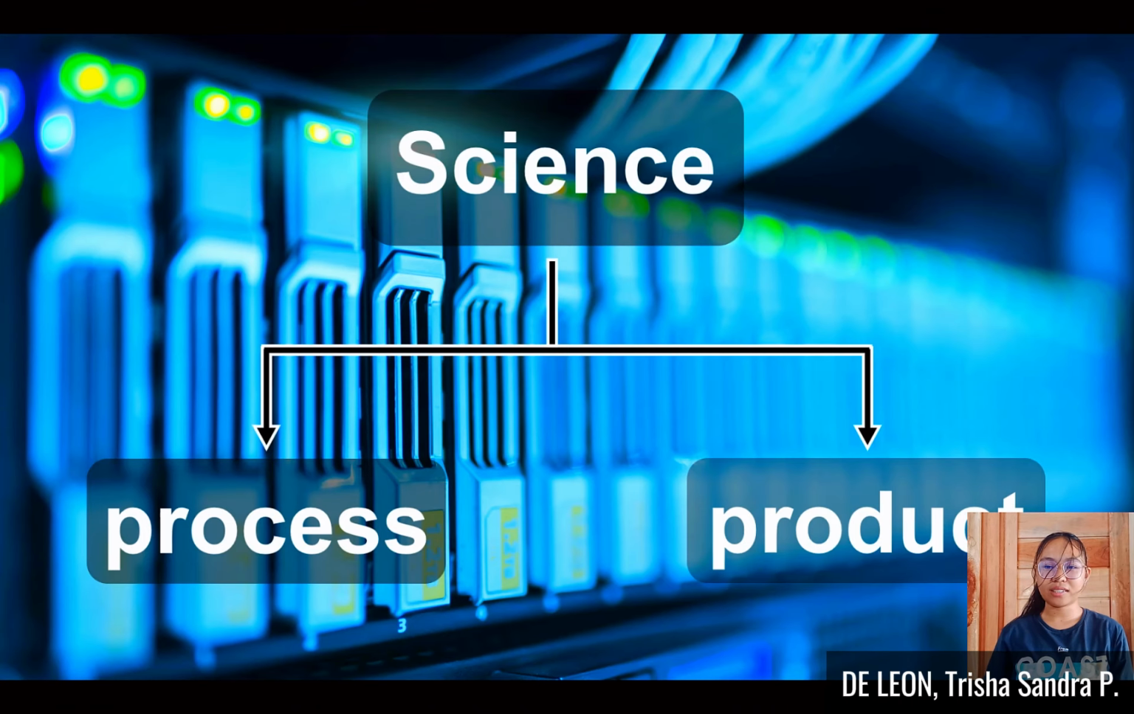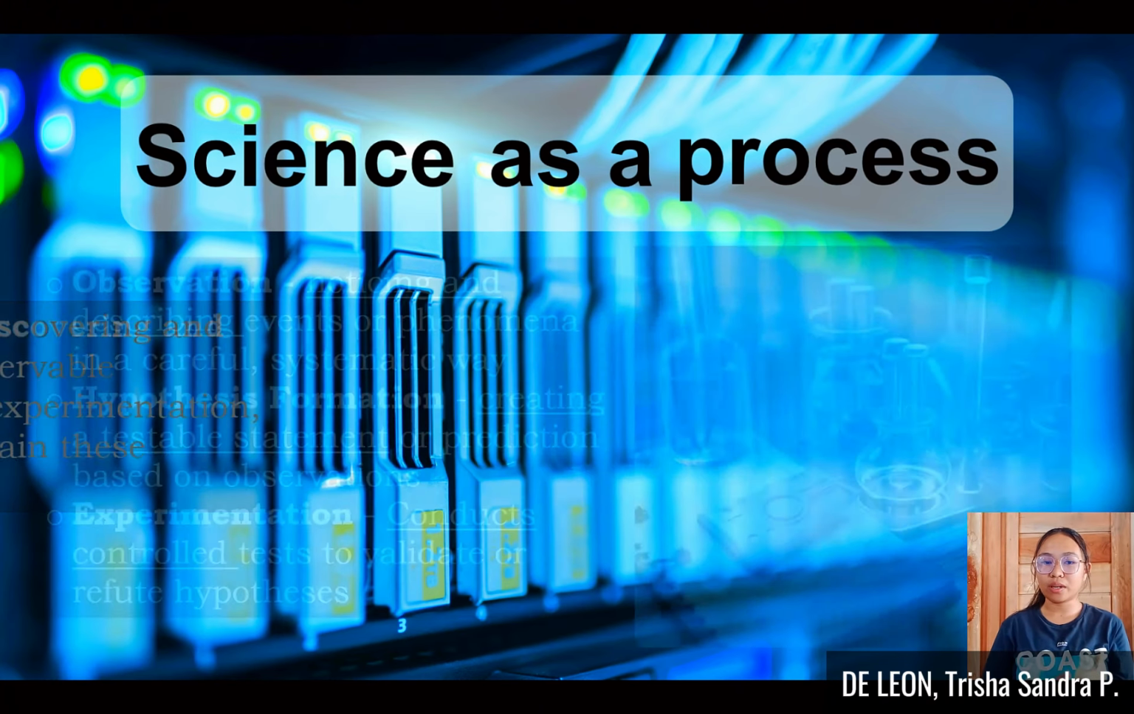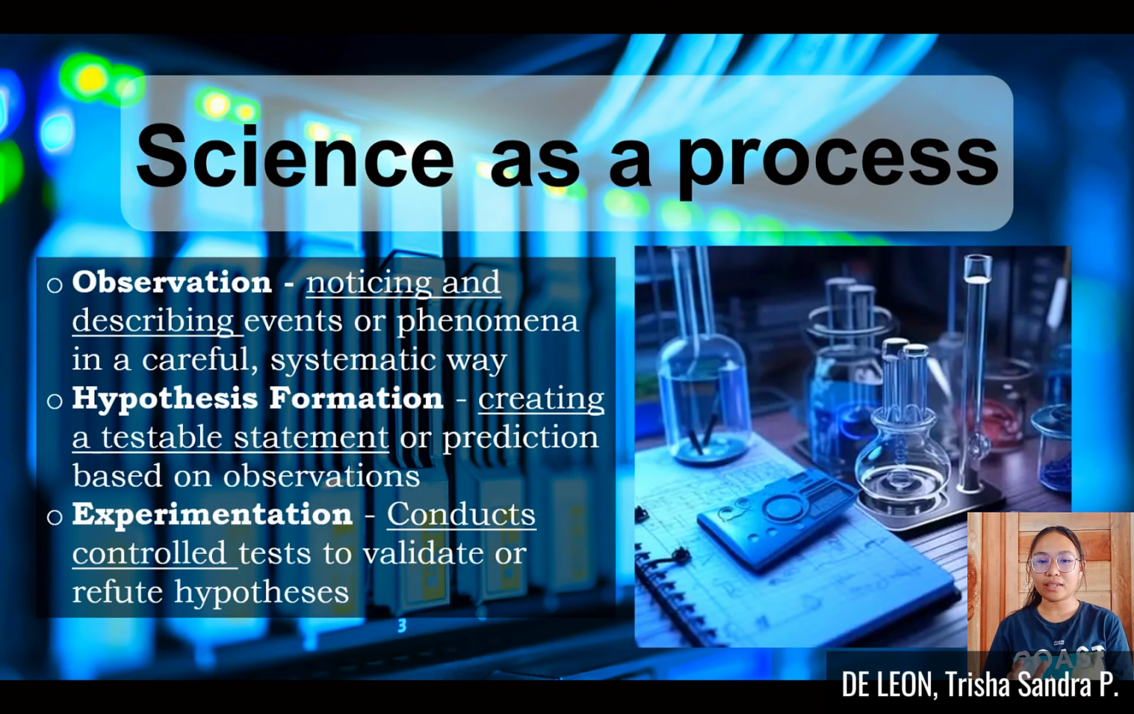Starting with science as a process, which is concerned with discovering and understanding relationships between observable phenomena through systematic inquiry, experimentation, and the development of theories that explain these relationships. It can be divided into different categories such as observation, which is noticing and describing events or phenomena in a careful and systematic way.